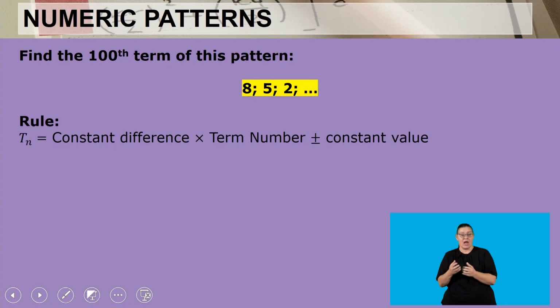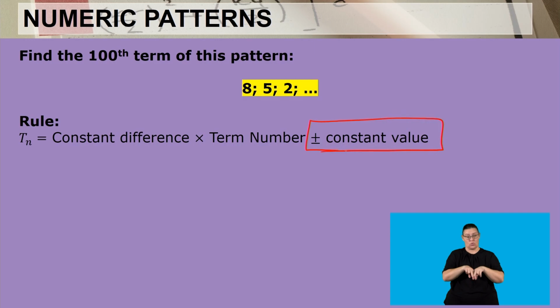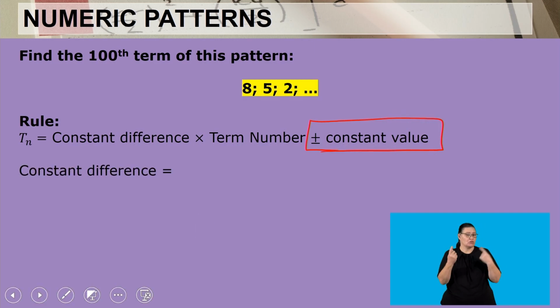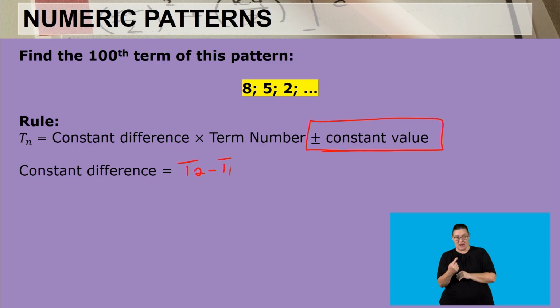We are going to take the constant difference, multiply it by the term number, and find that constant value that we are going to add or subtract. So what is the constant difference in this case? Do you remember how to calculate that constant difference? Yes, we are going to say the second term minus the first term. In this case, this is going to be our 5 minus our 8. And of course, we've already discussed this is the negative 3.